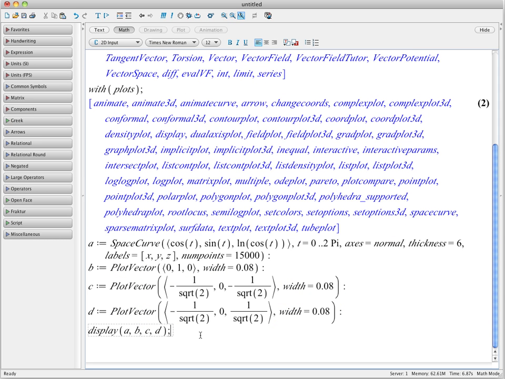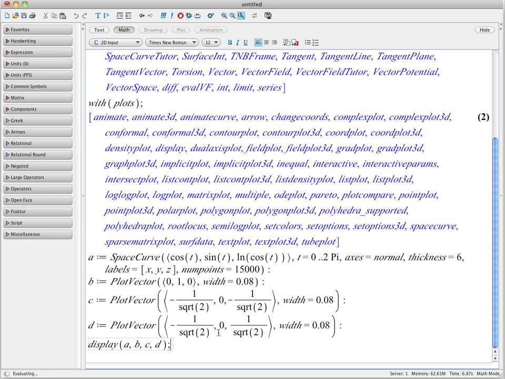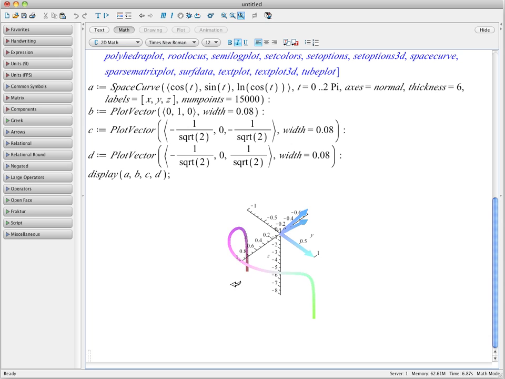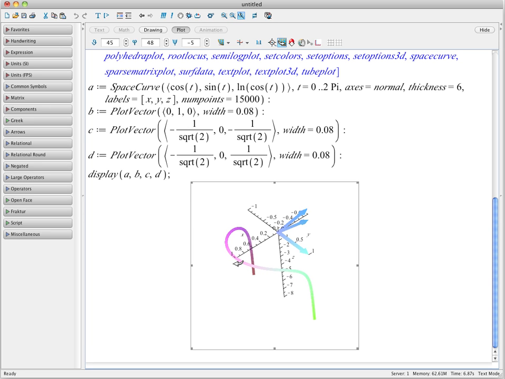Okay, in the interest of time, I went ahead and just typed all these commands in. There they are. You can pause it and take a look at it. But I set up A, B, C, and D. A being my space curve, B, C, and D being my three vectors, the tangent vector, the principal unit normal vector, and then the binormal vector. So if I take a look at a display of these, let's see if this makes any sense. Okay, so here's my curve.